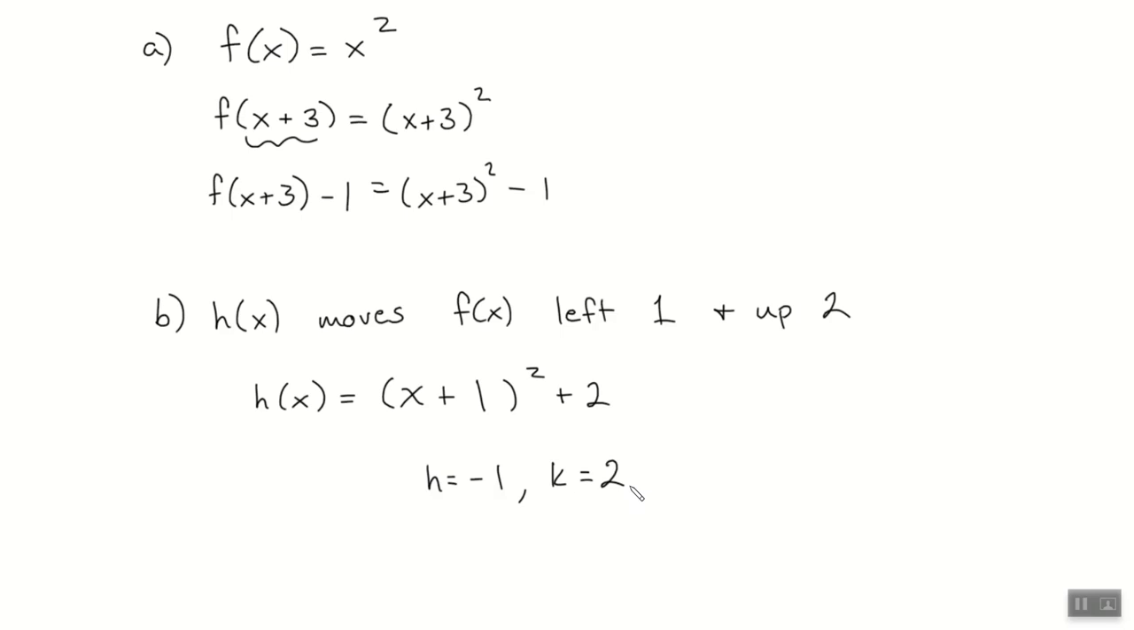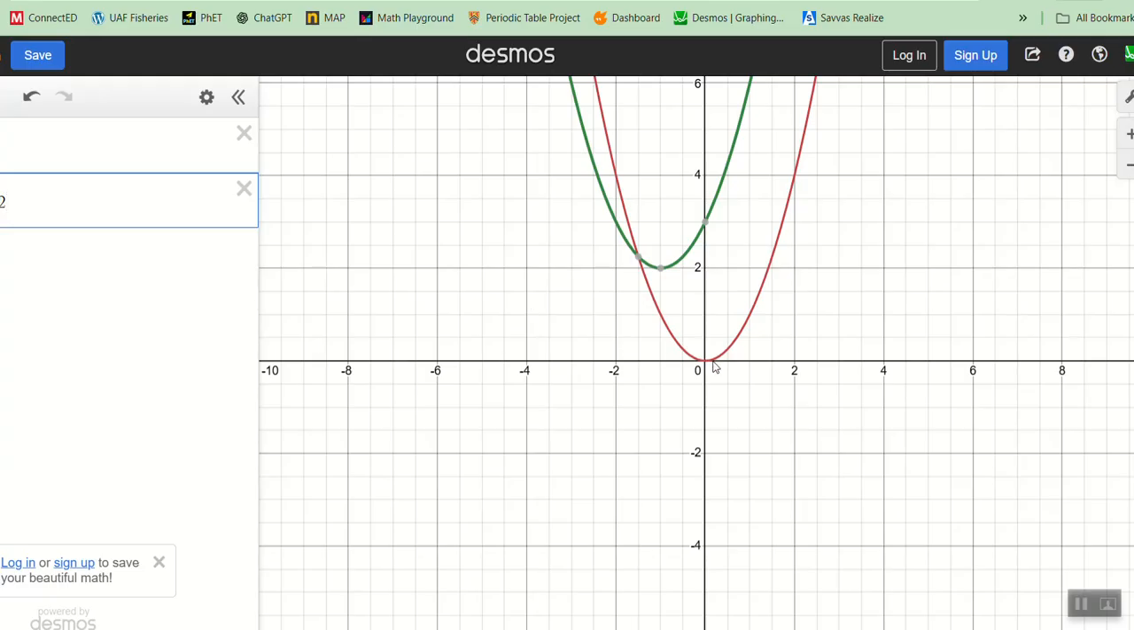-1, 2, right? For x squared, my parent function, the vertex is right at 0, 0. Right? I can see it. For the function that I've moved left 1 and up 2, where's its vertex? Hey, maybe graphing quadratics can be like a million times easier than you think it will be.